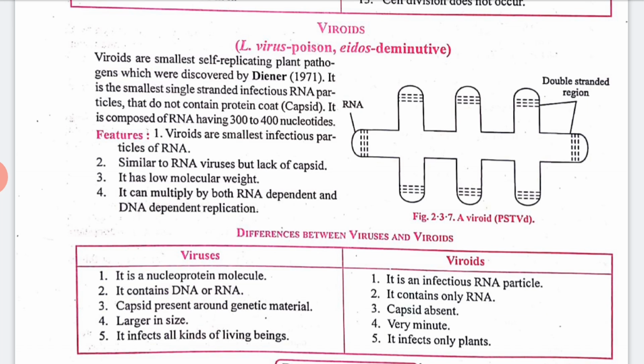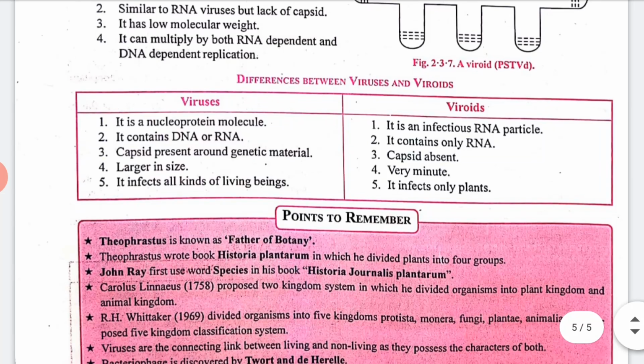Let's see what the features are. See, this is the figure of a viroid, that is PSTVd. Viroids are the smallest infectious particles of RNA, similar to RNA viruses but lacking a capsid. It has low molecular weight. It can multiply by both RNA dependent and DNA dependent replication. Clear? Now let's see the difference between virus and viroids. You can see by this table.